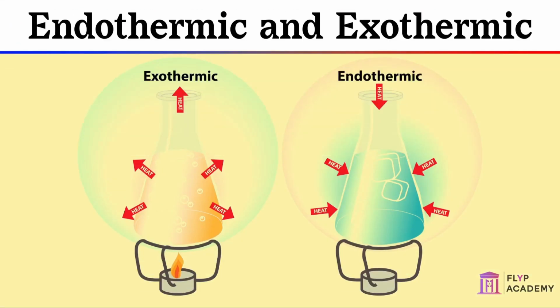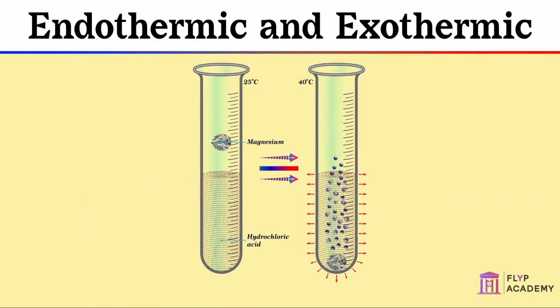When magnesium is dissolved in water, it heats up the container. This means that heat is given out, as the products have less energy than the reactants. Therefore, this is an exothermic reaction.